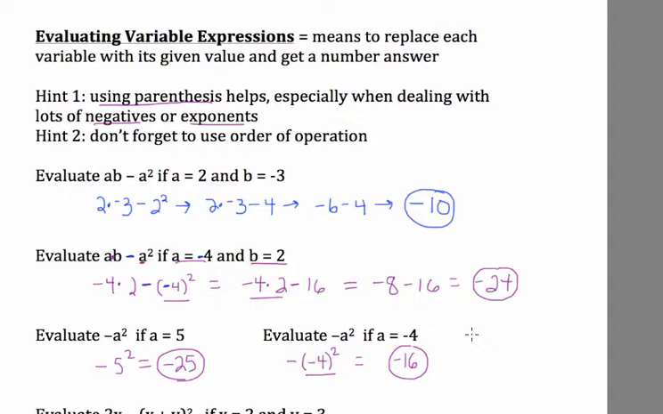I want to do one more example. Let's evaluate A squared if A is equal to negative 4. Notice that's almost the same as the last problem, but not quite. There's a negative in this formula and not in this one. A squared if A equals negative 4. That means I'm going to sub negative 4 in for A. Notice my use of parentheses. I want the whole A value squared. So the whole A value is negative 4. I have to make sure that the whole negative 4 gets squared. Negative 4 times negative 4 makes a positive 16.